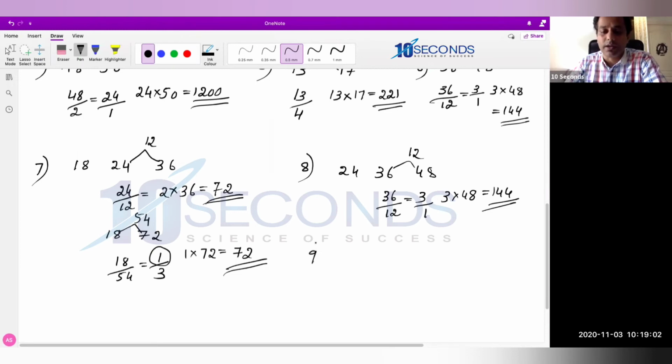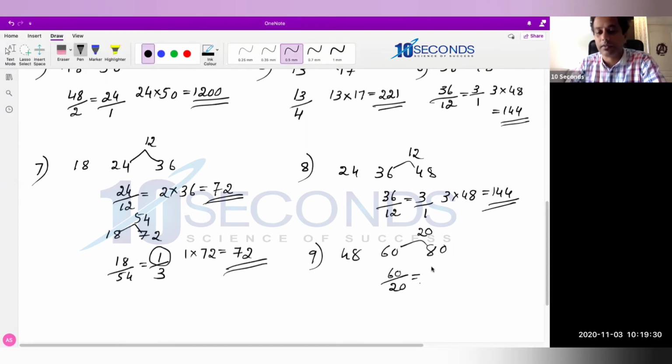144 is the answer. If I take, say, 48, 60, 80, the difference is 20. 60 divided by 20 is 3. 3 into 80. You can write 3 divided by 1 also if you want. So what you need to take is only 3. Take only 3 and multiply with 80. And the answer is obviously 240, right?